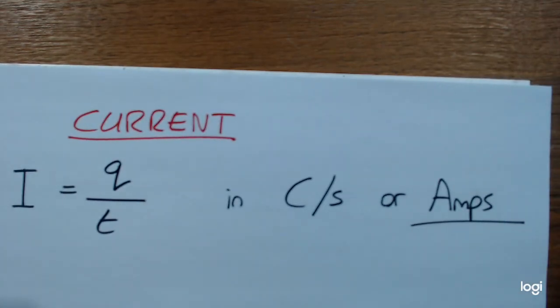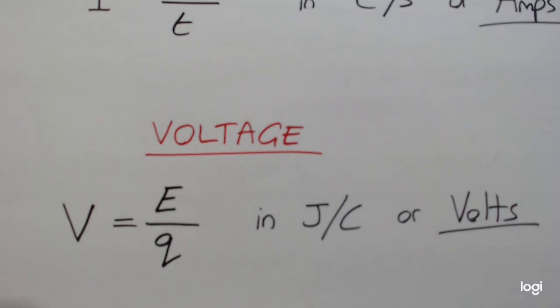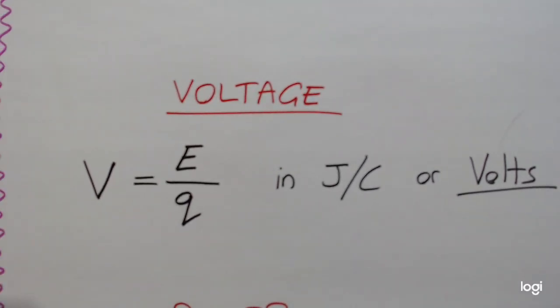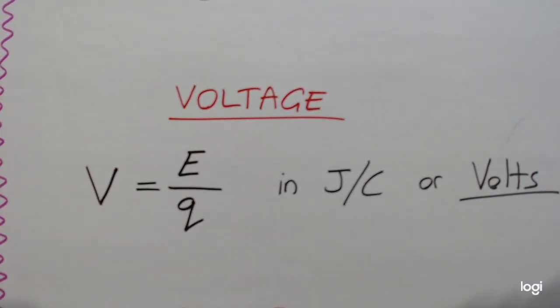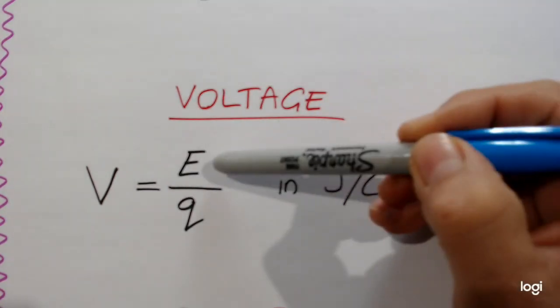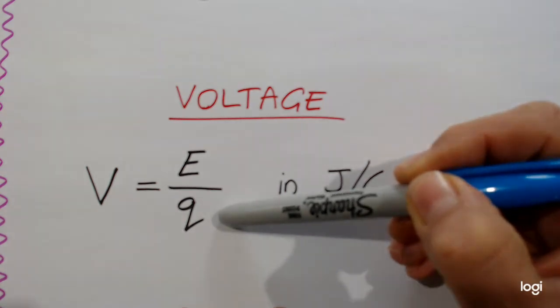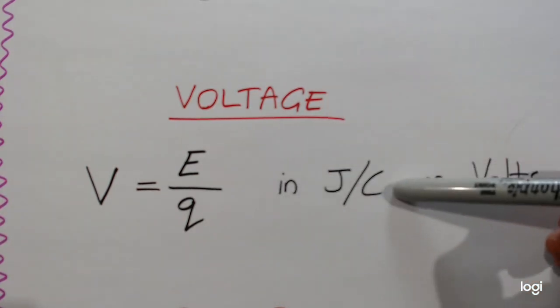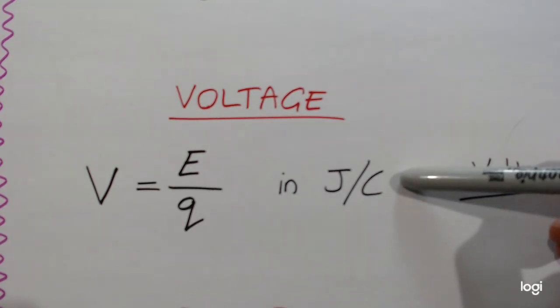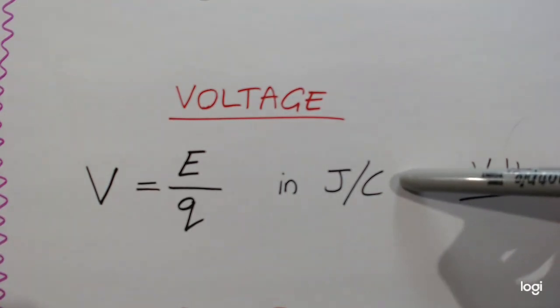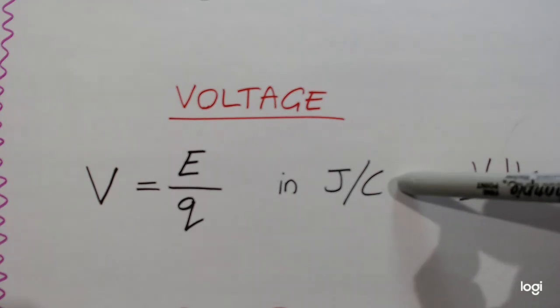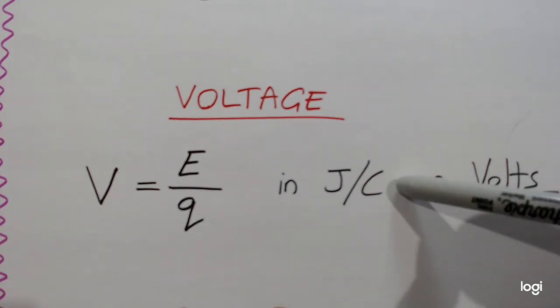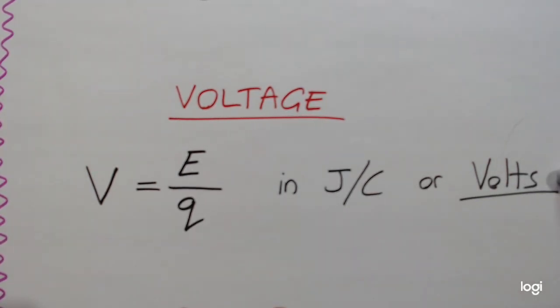Okay, voltage. And again, there are other formulas with voltage in it. This is the definitive one. This is the one that defines voltage. Voltage, like I said, is the amount of energy each coulomb of charge is carrying. It's joules per coulomb. And sure enough, there's the units. And again, we've renamed this. Instead of joules per coulomb, again, in deference to somebody who helped invent electricity and figure it all out, we've named it volts after Alessandro Volta.